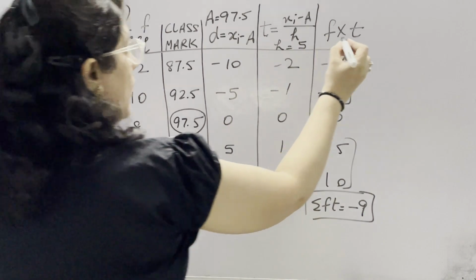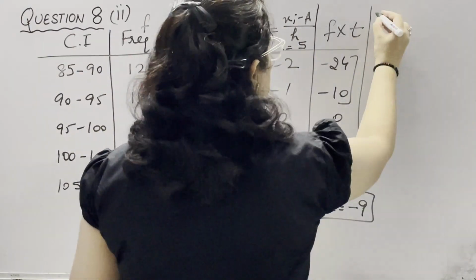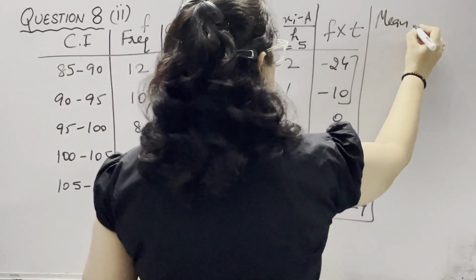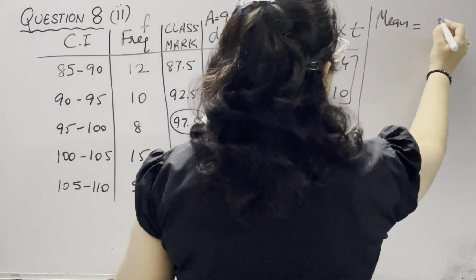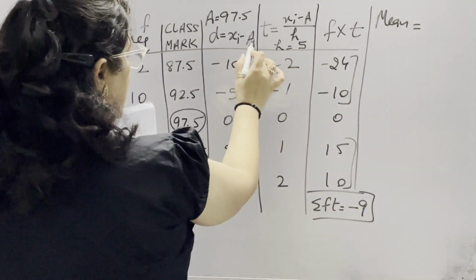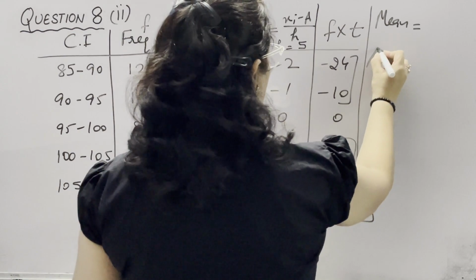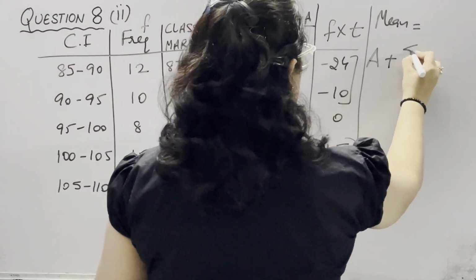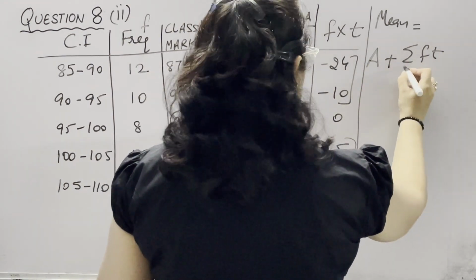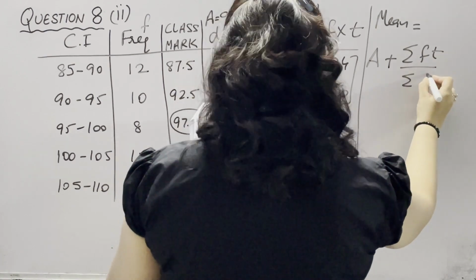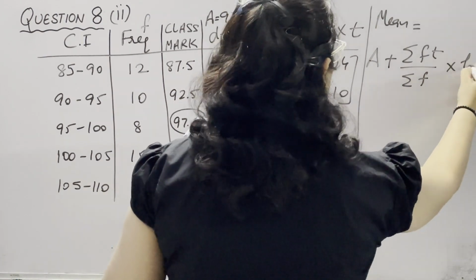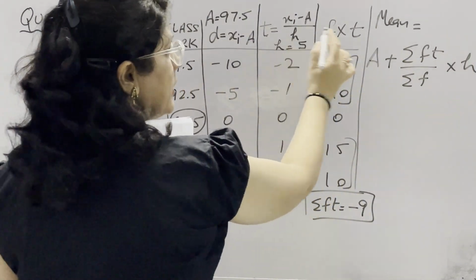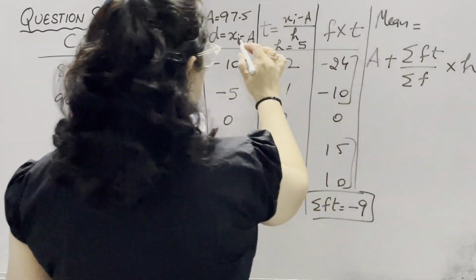Now coming to the formula of mean. We know that mean is equal to the assumed mean A that we have subtracted, so we need to add A, plus sigma ft divided by sigma f multiplied by h, because we have divided by h here, so we multiply by h, minus A, so plus A.